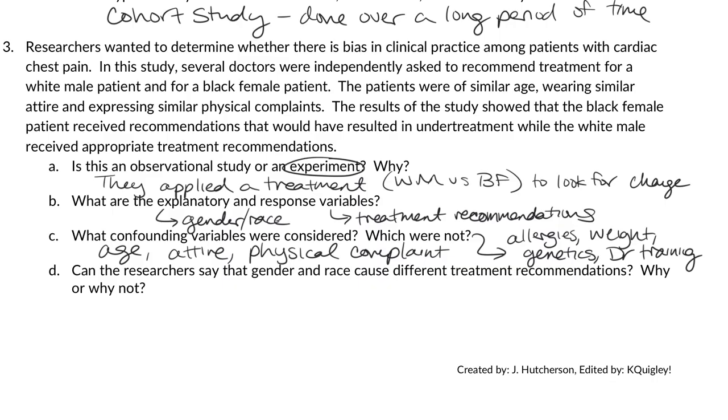So in any survey you do, in any experiment you do, there will be confounding and lurking variables. The job of a statistician is to try to control for as many as possible to really weed out other things that could have caused the undertreatment, as opposed to what we're actually studying. In part D, can the researchers say that gender and race cause different treatment recommendations? Again, cause. Can we show from this experiment, can we claim causation? Why, yes. Yes, because it's an experiment. This is the first time we've had an experiment.